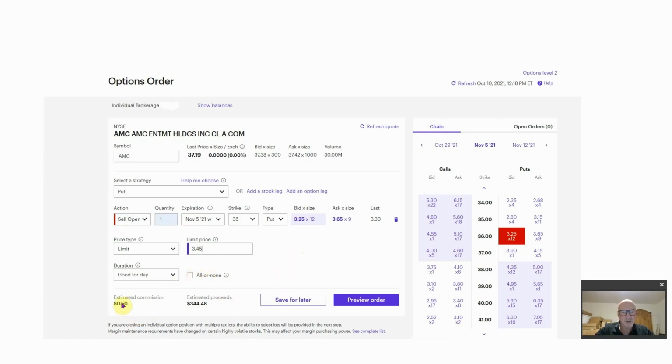Okay, then you got the commission, 50 cents. The reason that there's 2 cents missing between the $3.45 and the estimated proceeds is the fee for the exchange. It's called the exchange fee. I have to pay about 1.5 cents per contract in exchange fees. I pay 50 cents to E-Trade and 1.5 cents. So the round off number is 344.48.